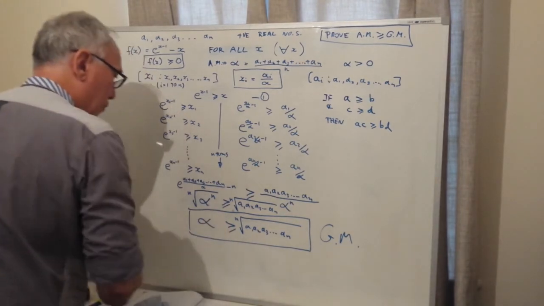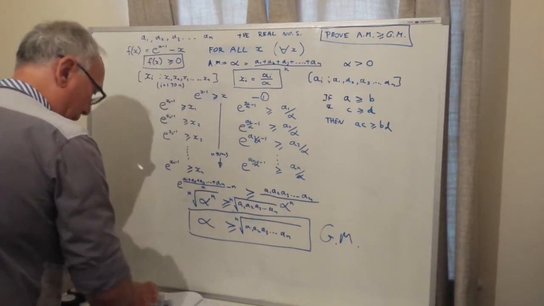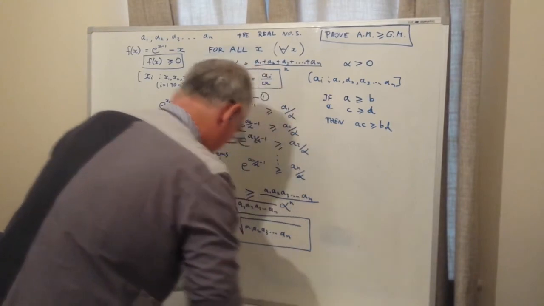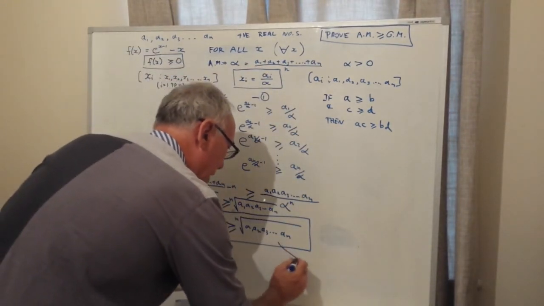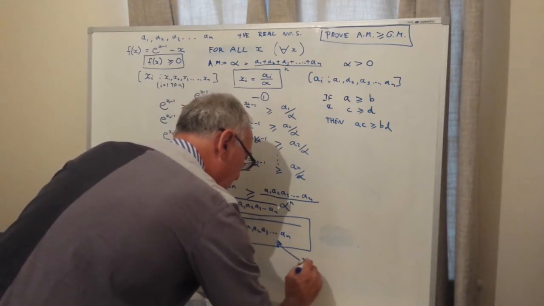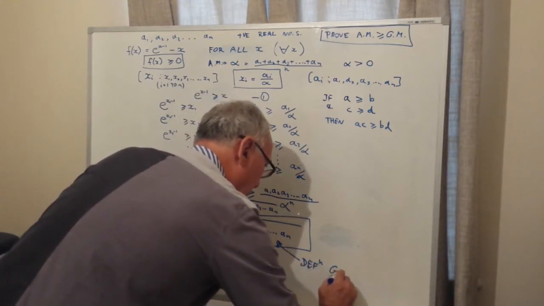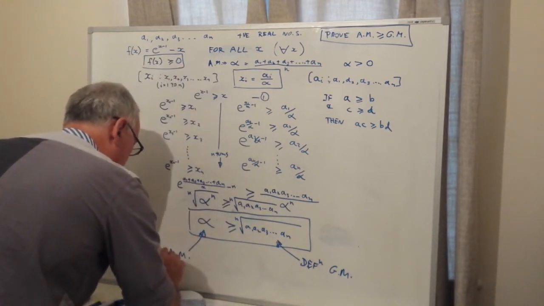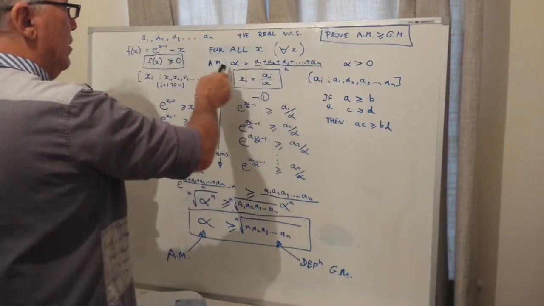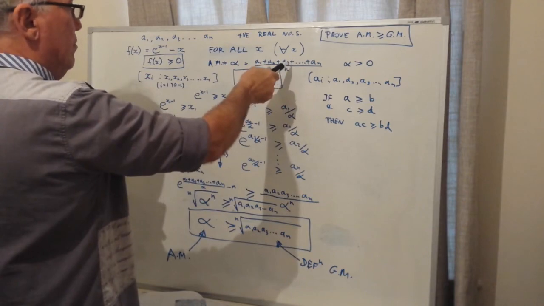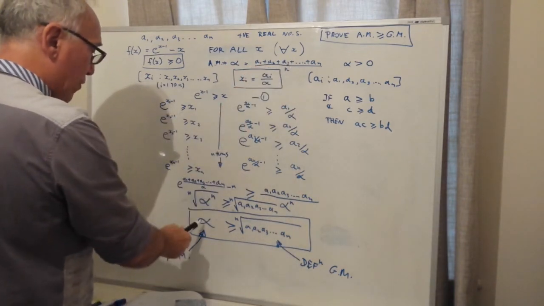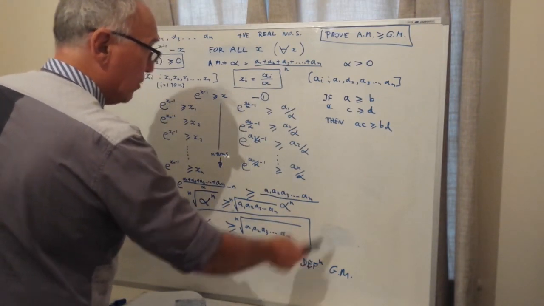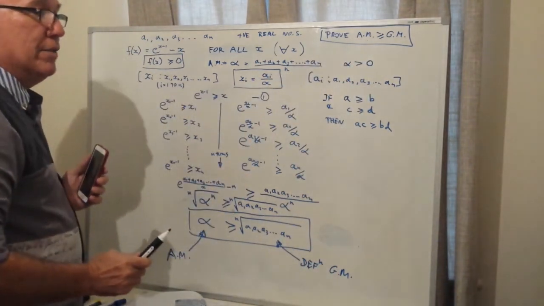That should be alpha. And what I should have said was that this right-hand side is the definition of the geometric mean. And the left-hand side, we know, is the arithmetic mean, alpha, as we brought in right at the beginning. So we have the arithmetic mean alpha is greater than or equal to the geometric mean, which is exactly what we're trying to prove in the general case.